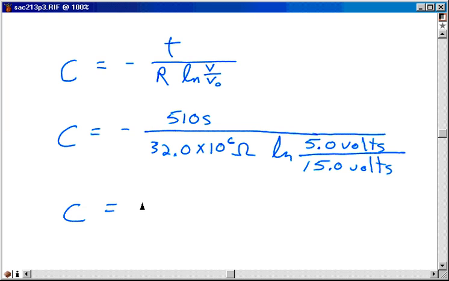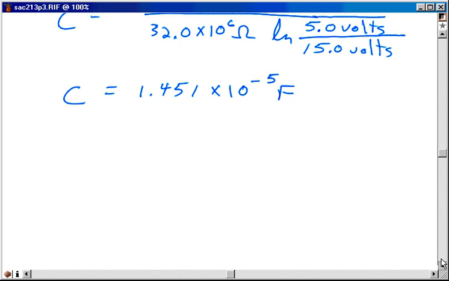I get 1.451 times 10 to the minus 5th farads. The 5 volts was given to 2 sig figs. That limits the final precision to 2 sig figs.